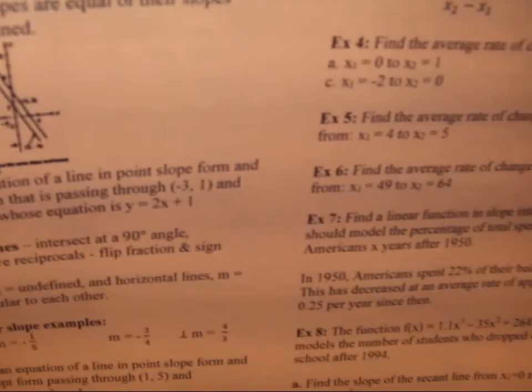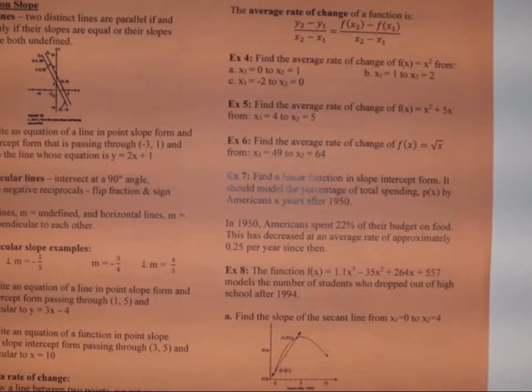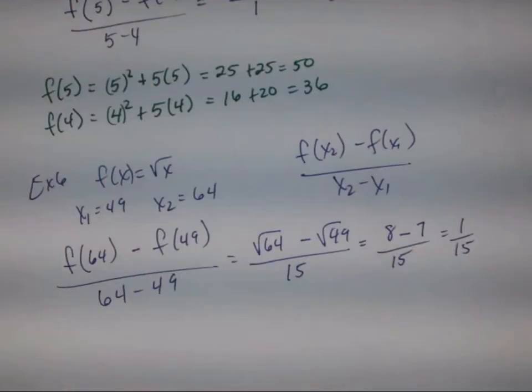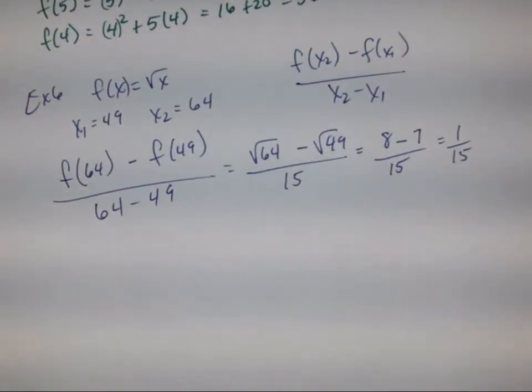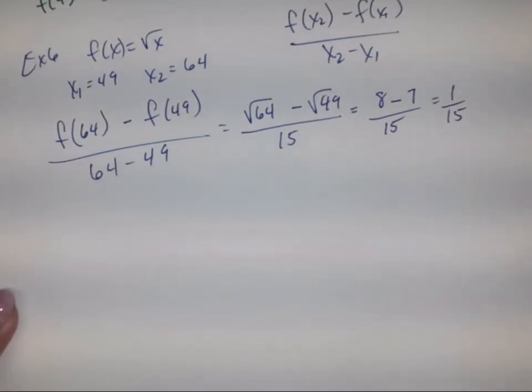All right, example 7. Find a linear function in slope-intercept form. It should model the percentage of total spending, P of x, by Americans x years after 1950. So in 1950, Americans spent 22% of their budget on food. This has decreased at an average rate of approximately 0.25 per year since then. So we're looking at creating the formula. Remember, this will be example 7.